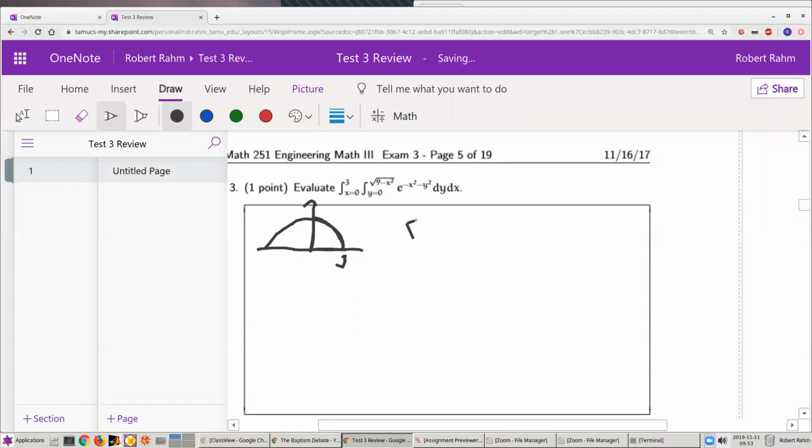So this means theta is going to go from 0 to pi over 2. And this means r is going to go from 0 to 3.